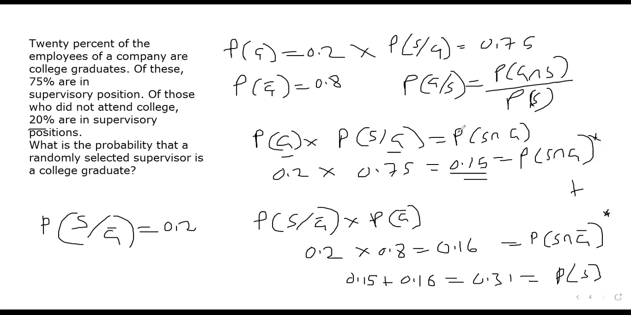So now we can go to our question here. We say G given S. We already calculated our G intersection S. What is our G intersection S? It's the same as S intersection G. So we found this one as 0.15. So here we put 0.15. And that's divided by the probability of our S, which we just calculated as 0.31. So when we compute these two, 0.15 divided by 0.31, we're going to get 0.48.